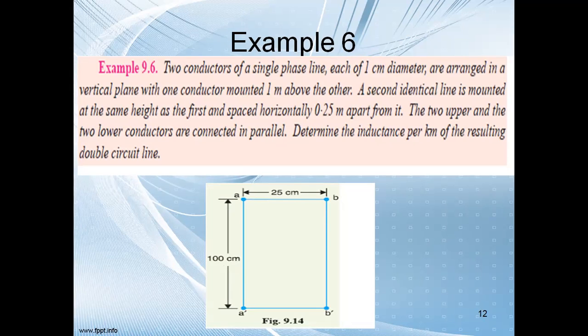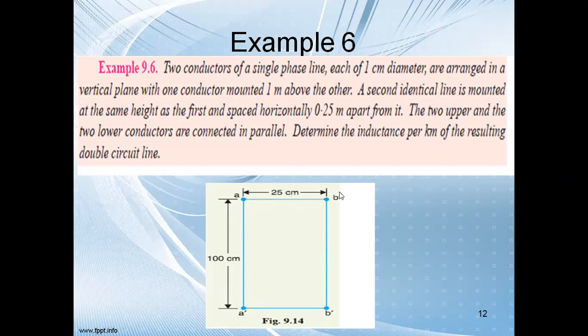So you see here it is a double circuit line AB. A is one phase and B is another phase. Now similarly we have another circuit, that is A dash and B dash. The mutual distance of these two conductors is 25 centimeter, and the spacing between the two different circuits is 100 centimeter. We need to calculate the inductance of the line. Is the problem statement clear?